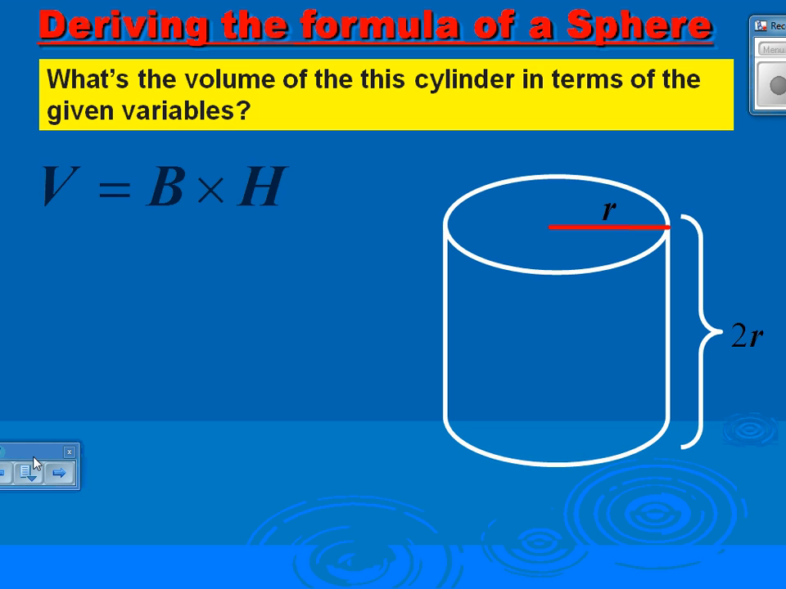As you guys remember, the volume of a cylinder is area of the base times the height. So volume equals pi r squared times 2r. If I simplify this, the volume of this cylinder is 2 pi r cubed. I want you guys to remember this because this is important when we derive the formula of a sphere. Again, the volume of this cylinder is 2 pi r cubed.